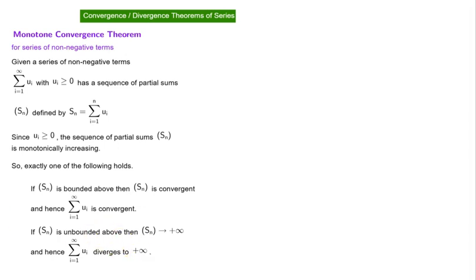Okay, let's look at an example for this. So we have the summation from n equal to 1 to infinity of 1 by 2 to the power of n, an infinite series. Now, for all n in natural numbers, 1 by 2 to the power of n is greater than or equal to 0. That means all the terms are non-negative. Now, let S sub n equal summation i equal to 1 to n of 1 by 2 to the power of i. That is, S sub n is the partial sum up to n terms.